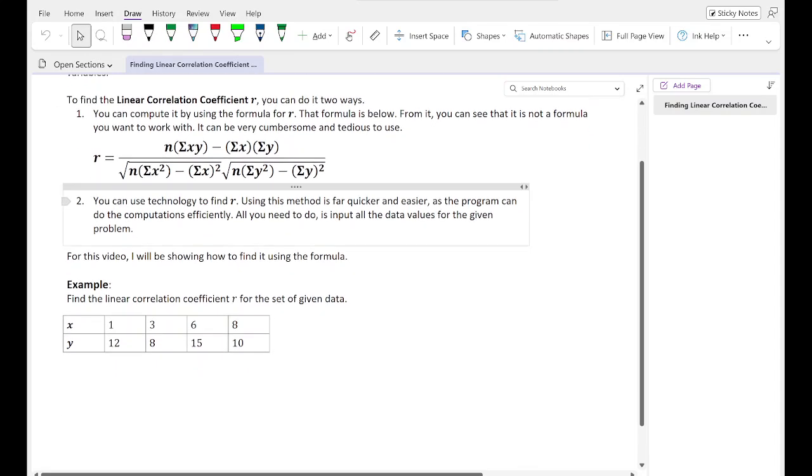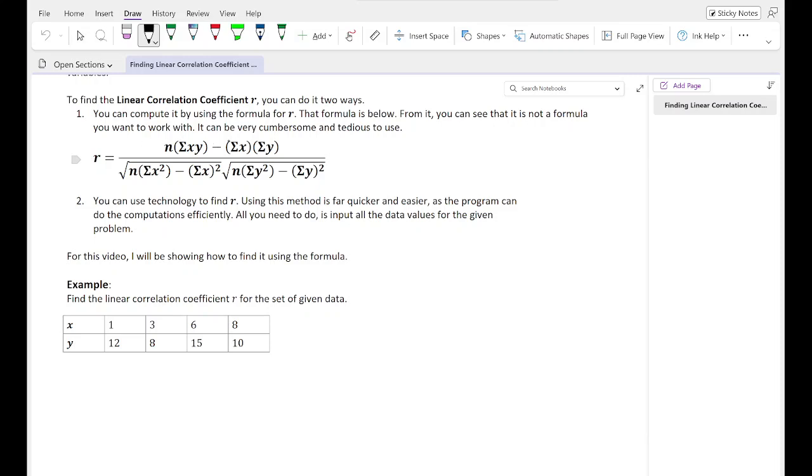First off, let's start with what the formula says. R equals n times the sum of x times y minus the sum of x times the sum of y, all over the square root of n times the sum of x squared minus the sum of x, all squared. There's a difference between those two. And then times the square root of n times the sum of y squared minus the sum of y, all squared. Again, these two things mean radically different things. We'll see them when we get to them.